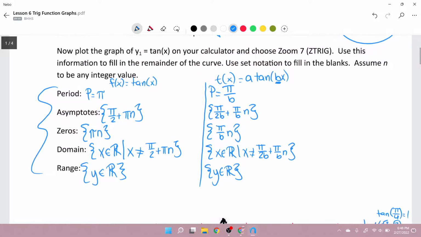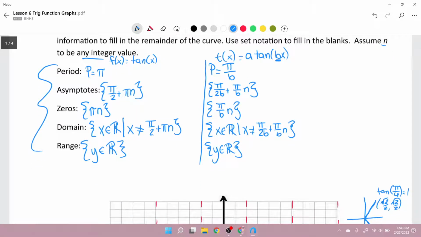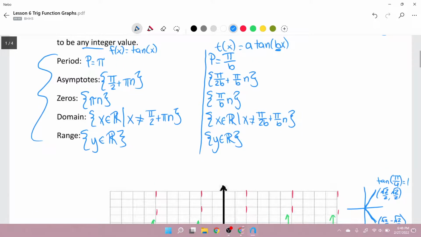Okay, remember that n is any integer value. So our asymptotes will be at pi halves, 3 pi halves, 5 pi halves, and so on. But until we transform it, and then it's whatever this b value is, then that kind of has a factor in it.